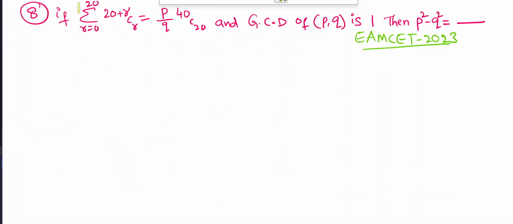Then if sigma r is equal to 0 to 20, 20 plus r C r is equal to p by q into 40 C 20, and gcd of p comma q is 1, then find the value of p square minus q square. This is the given. P by q into 40 C 20 is equal to sigma r is equal to 0 to 20.